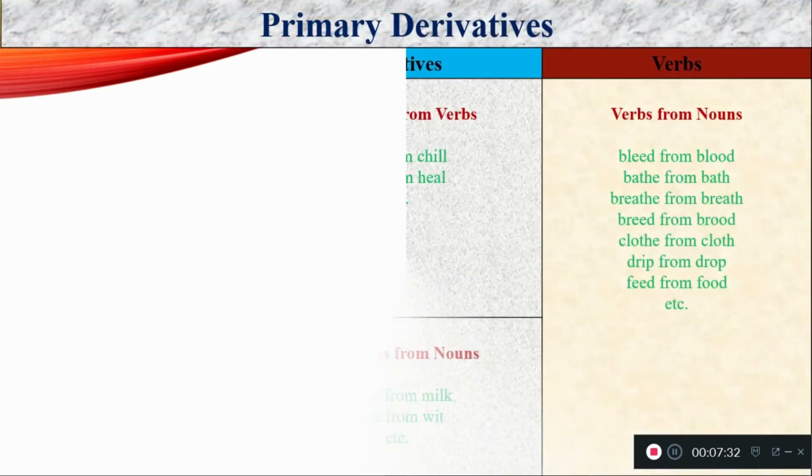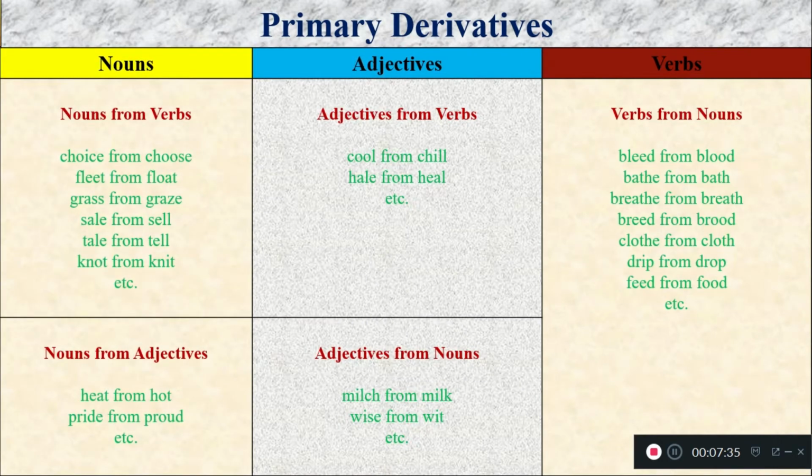Here you can see primary derivatives. You have already learned that derivatives are words formed from other root words. The primary derivatives can be of three types: nouns, adjectives, and verbs. The nouns can be formed from verbs. For example, the noun choice has originated from the verb choose. Similarly, fleet from float, grass from graze, sail from sell, tale from tell, knot from knit.